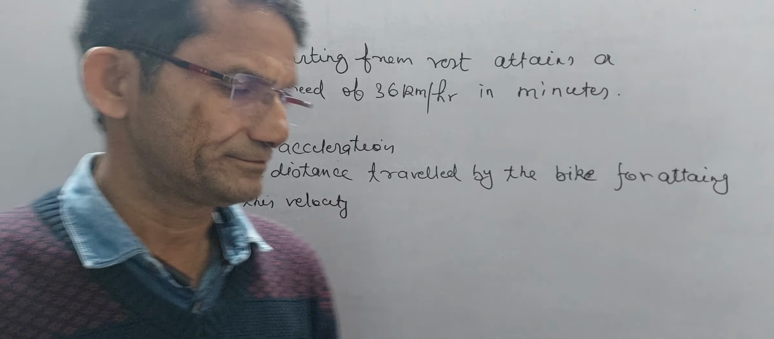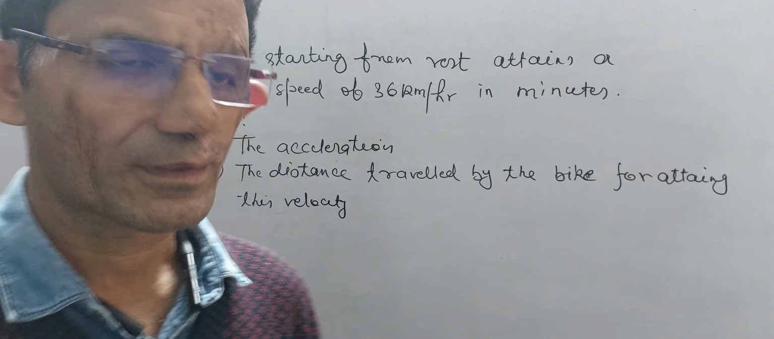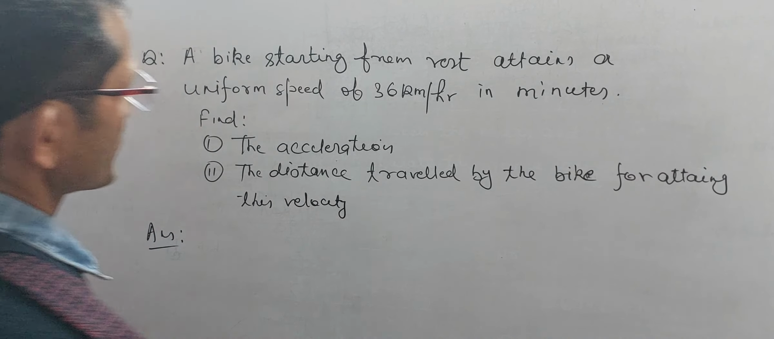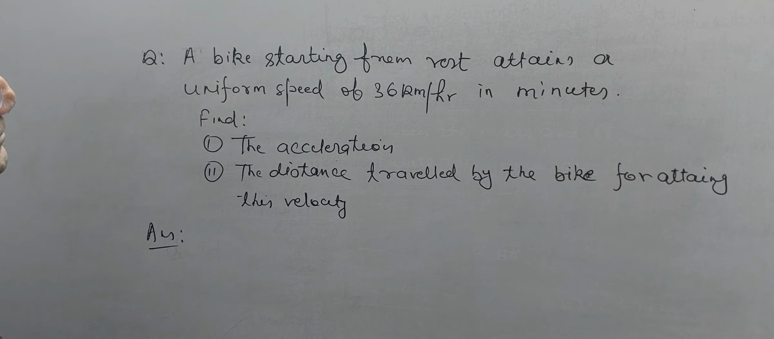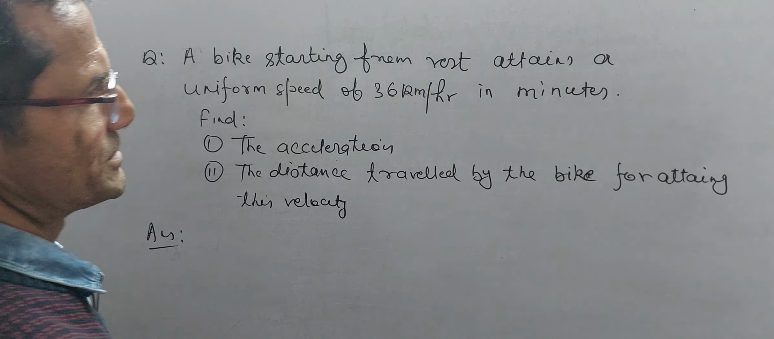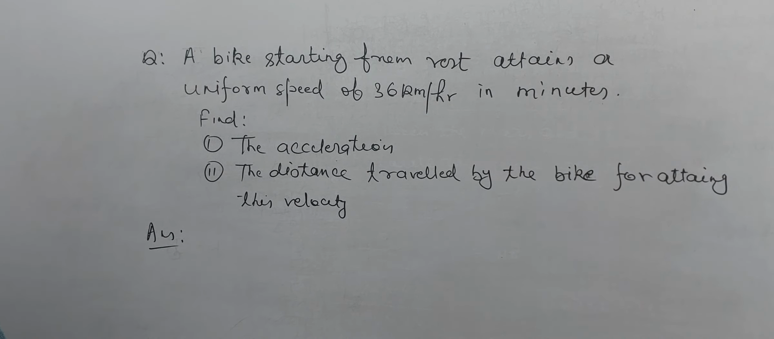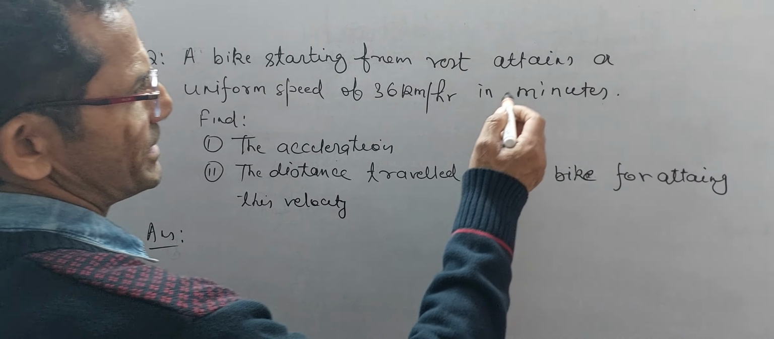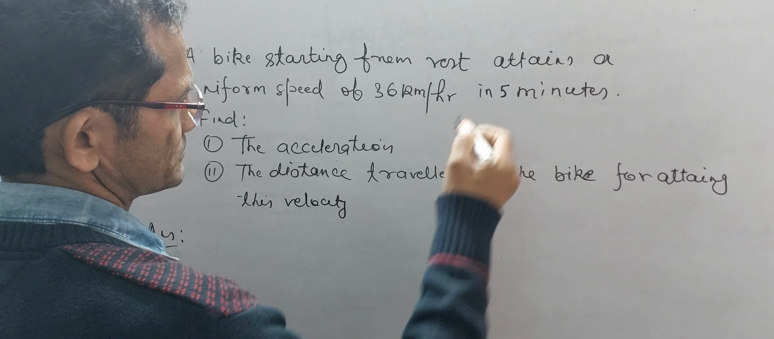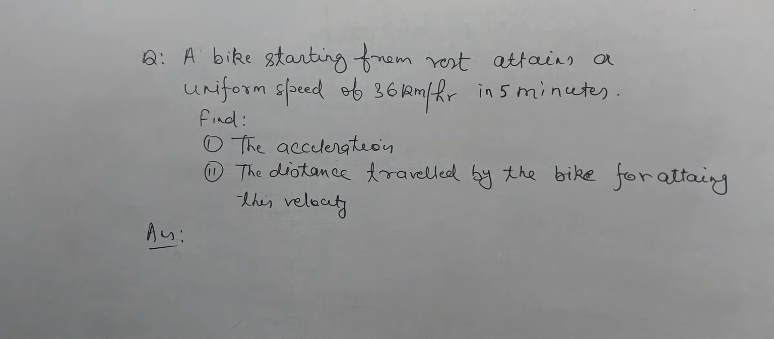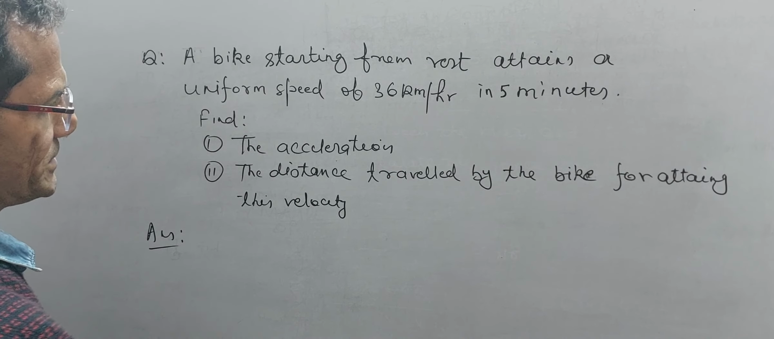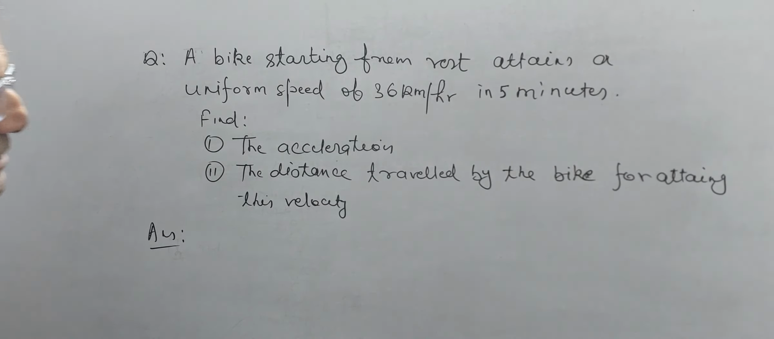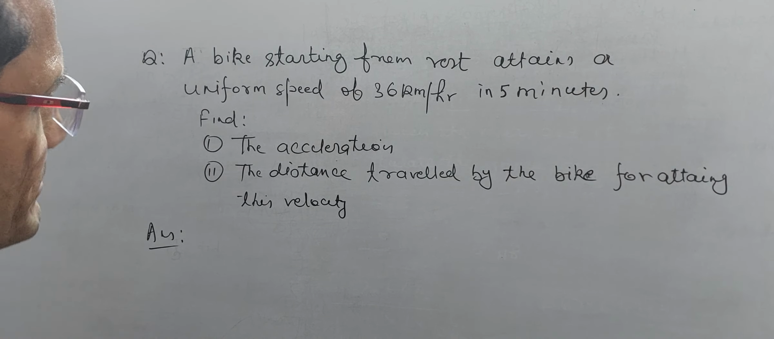We have another example, motion of a vehicle. This is the question. A bike starting from rest attains a uniform speed of 36 km per hour in, suppose, 5 minutes. We have to find out the acceleration and the distance traveled by the bike for attaining this velocity.